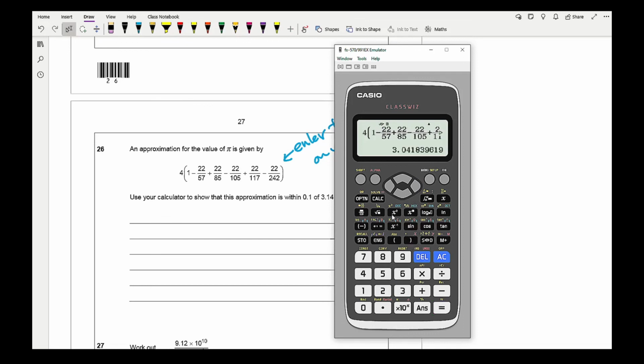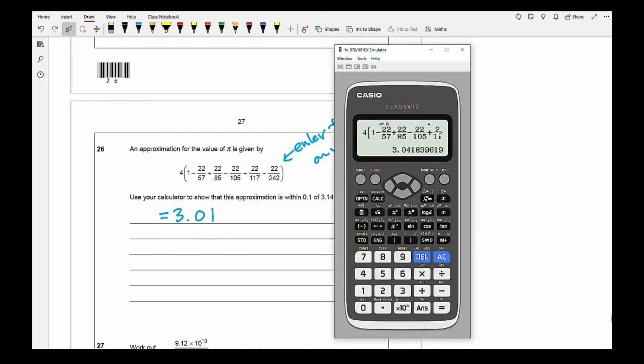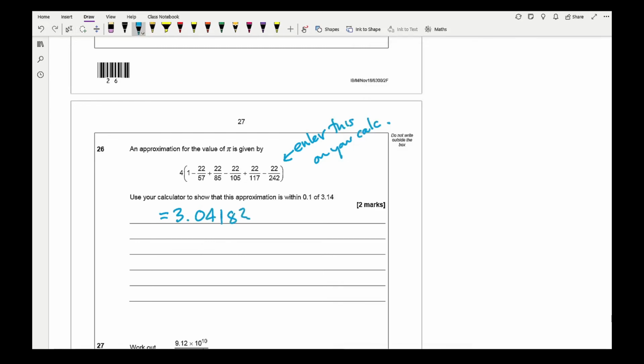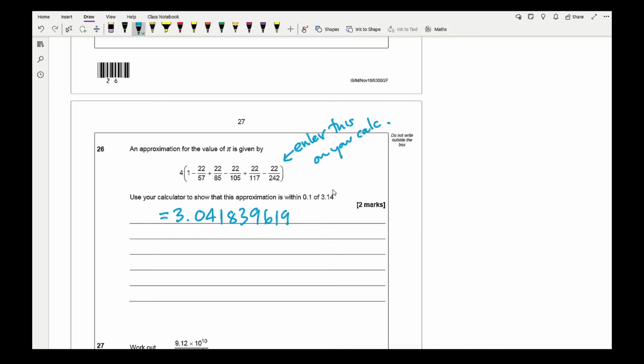Press equals, hope I don't get a syntax error, and what I'm going to do is type out all this answer. So the answer to this is 3.04183 and then 39619. Now the question is saying I need to show that it's within 0.1 of 3.14.